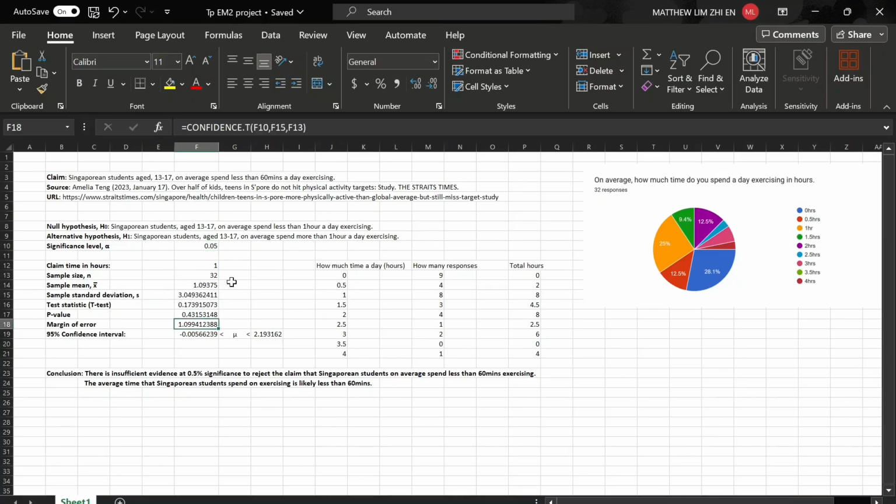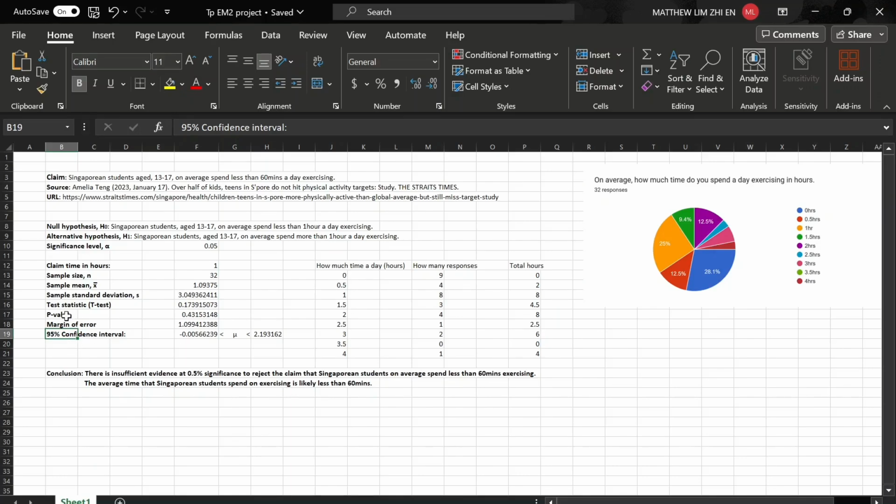The margin of error is a tolerable degree of deviation from the sample, and it is found using the CONFIDENCE.T in the Excel spreadsheet, as what I've used is the t-test. And the confidence interval can be found by taking the sample mean minus the margin of error and the sample mean plus the margin of error, and it is a range in which the number falls.